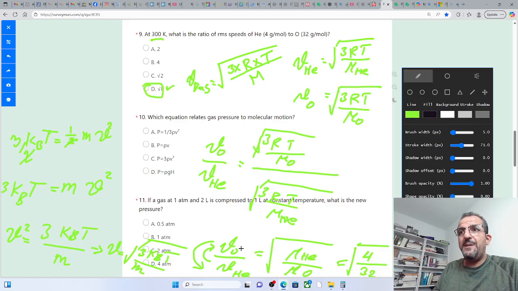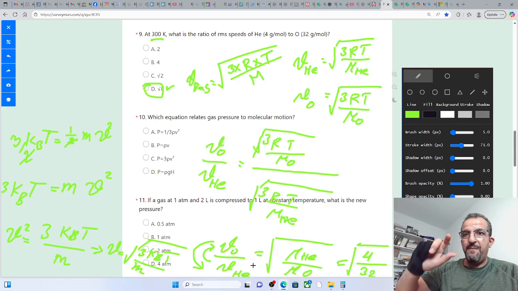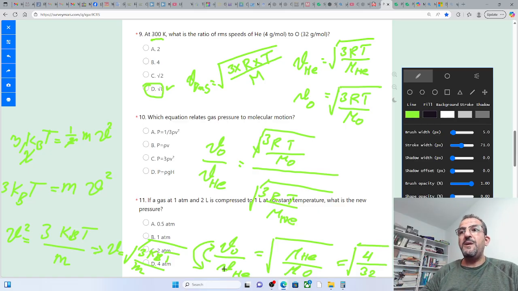What I did right here was the ratio between the root mean square speed of oxygen divided by the root mean square speed for helium, and that gave me the wrong answer. But if you flip them, if you do v root mean square for helium divided by v root mean square for oxygen, that's going to give you the right answer. So that's very good. Let's now move to the next question.